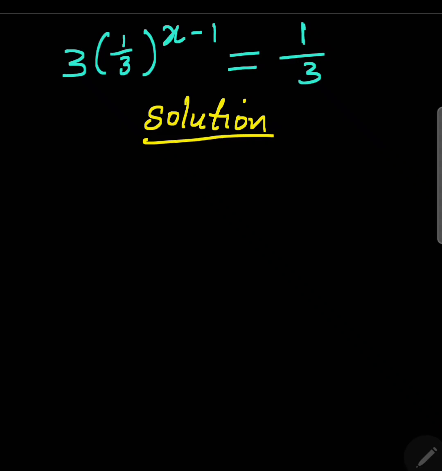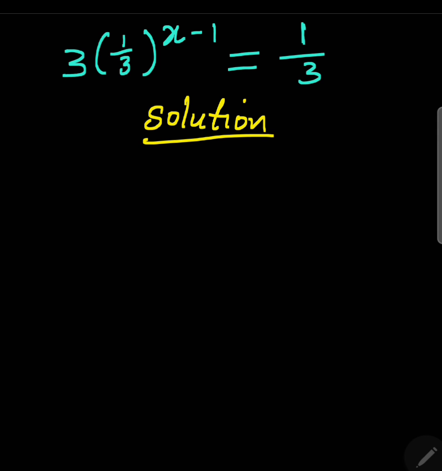We're going to solve for the value of x from this equation. We're given that 3 into the bracket of 1 over 3, all raised to the power of x minus 1, is equal to 1 over 3. To solve for the value of x from this equation, as you can see, 1 over 3, 1 over 3 appear in both sides of the equation.